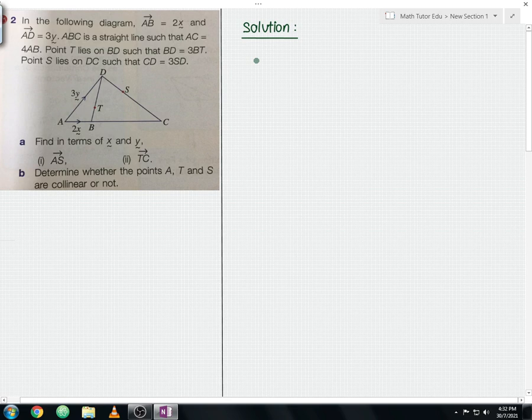Now I'll be discussing Form 4 Additional Mathematics Chapter 8 Vectors HOTS question example 2.